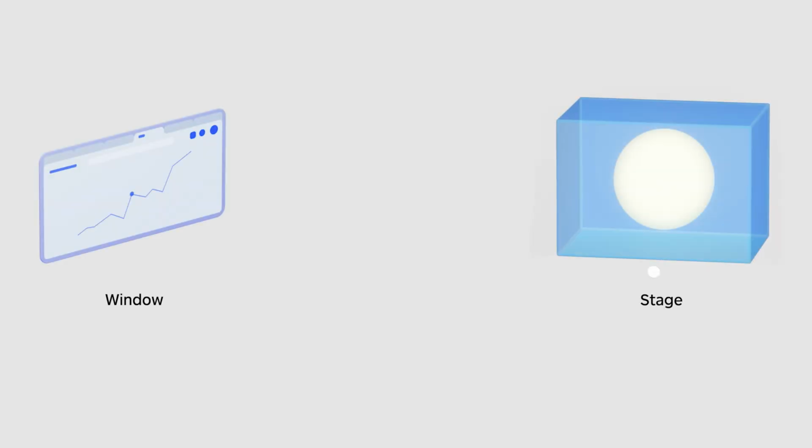A spatial scene is a content container, centrally managed by the OS. Every piece of app content must live in one or more scenes. There are three types of spatial scenes: window, stage, and volume.